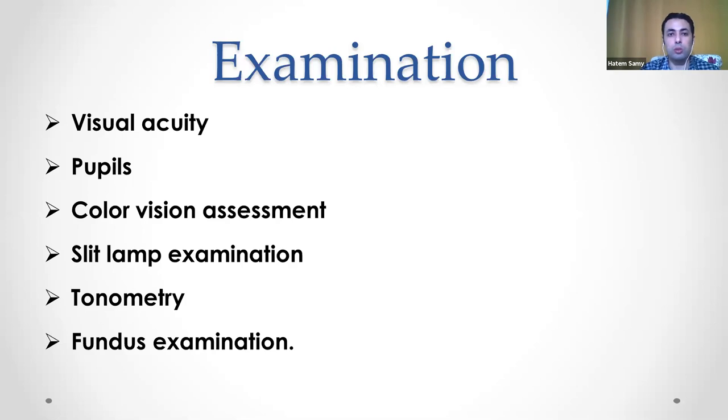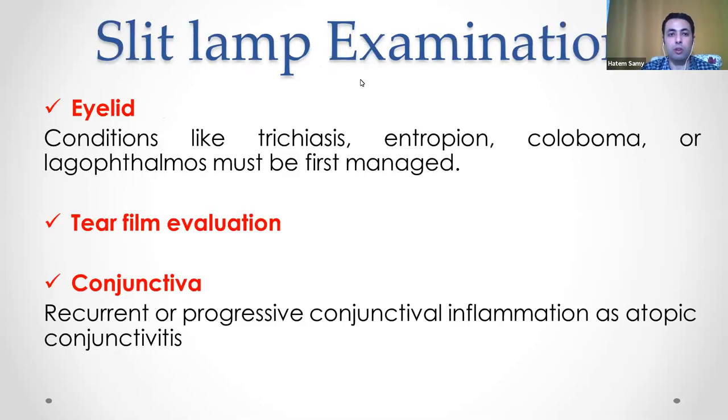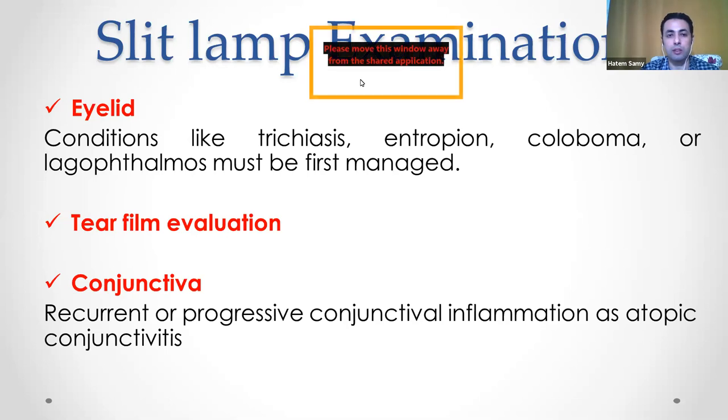When we do slit lamp examination, we are going to examine the eyelid. We should search for any condition that will affect ocular surface integrity, such as entropion, coloboma, lagophthalmos. Any of these must be managed preoperatively. Tear film evaluation: we know that dry eye is one of the risk factors for corneal graft rejection postoperatively. Conjunctiva: recurrent or progressive corneal conjunctival inflammation is also a poor prognostic factor.